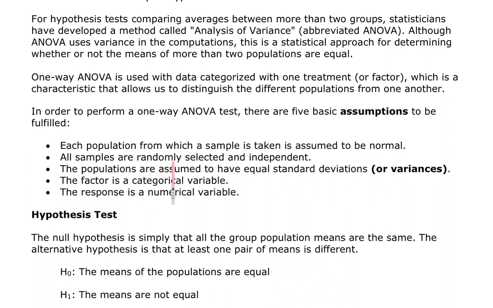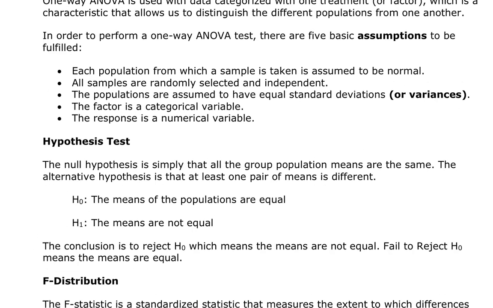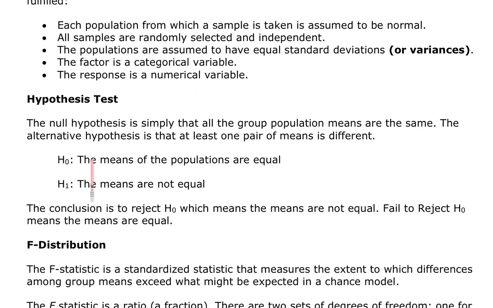All samples are randomly selected and independent. The populations are assumed to have equal standard deviations or variances. The factor is a categorical variable, and the response is a numerical variable. In ANOVA, our choice for the null hypothesis will always be that the means are equal. The means of the populations we are getting the samples from are equal, and the HA, that should be HA, not H1, is that the means are not equal. The conclusion is to reject H0, which means that the means are not equal. Fail to reject H0 means the means are equal.